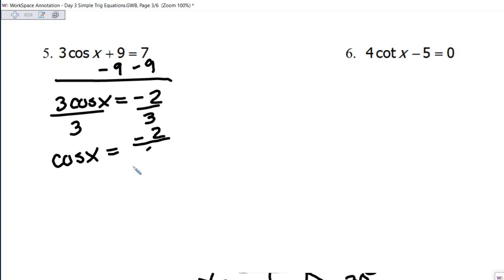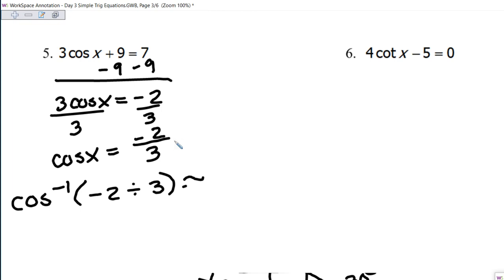Now, negative 2/3, is that a value off of the unit circle? No, it's not. So if it's not a value off the unit circle, that's when you have to put in the calculator. So this is an arc cosine value, so make sure you do second cosine. And we need negative 2 divided by 3 in the parentheses. And round to 3 decimal places, what do you get? 2.301. Now, let's figure out what the 2.301 means.